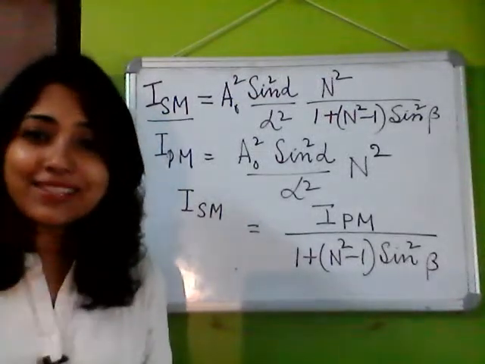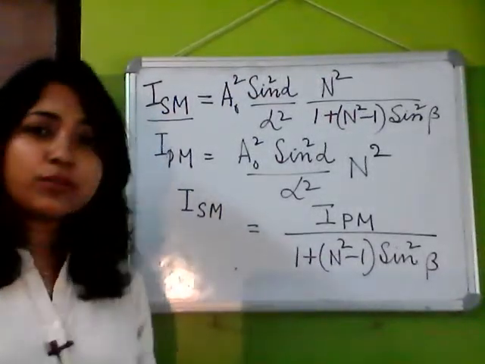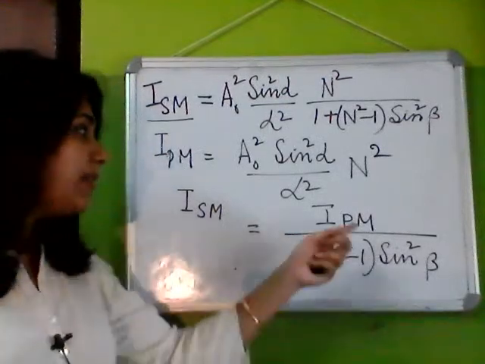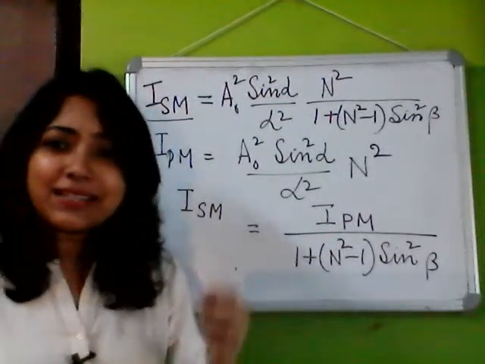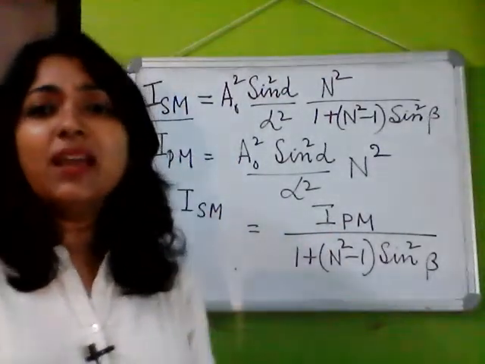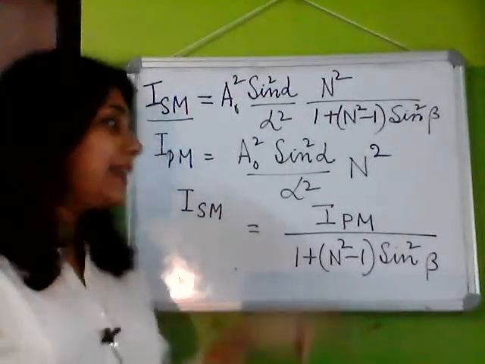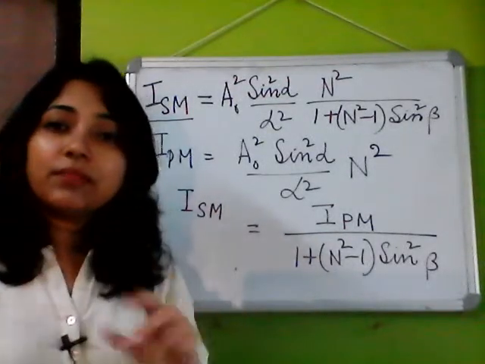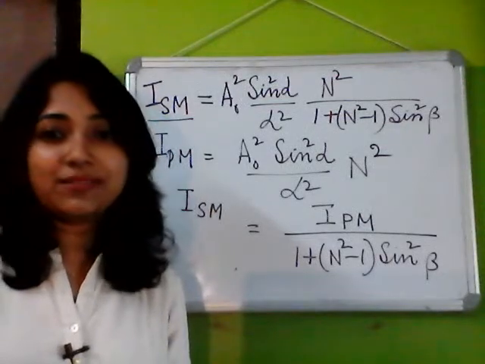Fine. Now, as I was telling you, if I put n equal to something large, what will be the ratio of these two? The intensity of the secondary maxima will be so less that it will not even be visible to us. All right.